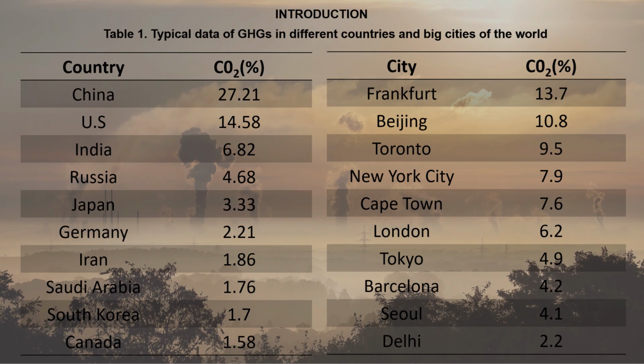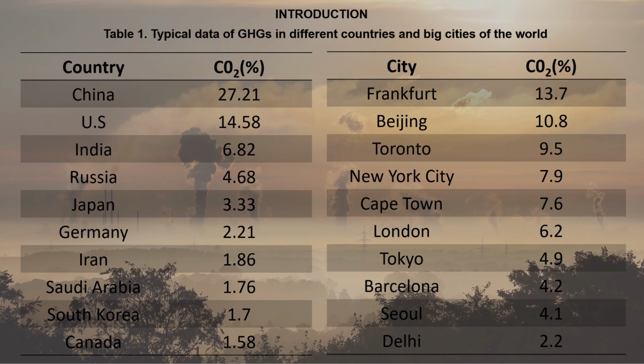With the help of this table, you can see China is the major contributor of CO2 emissions, producing 27.21% of the total CO2 emissions in the world. At number 2, the US is contributing around 15% of the total emissions. And we are at number 3, contributing around 7% of the CO2 emissions in the global scenario.